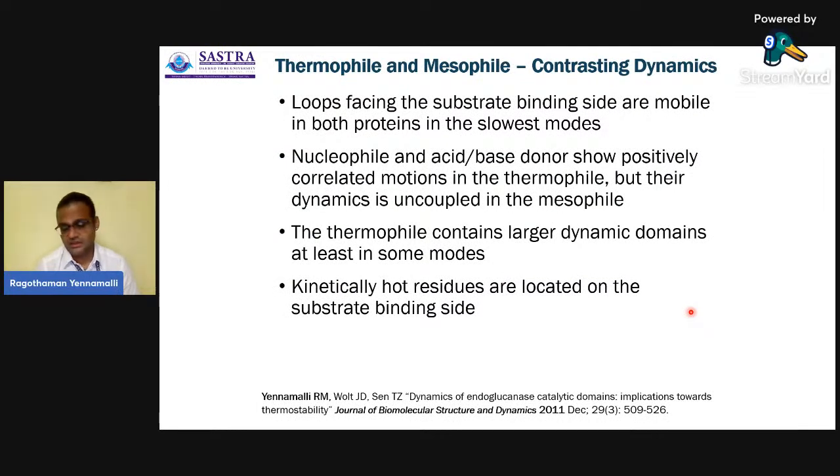So in the end, there are other data that I'm not showing due to time constraints. What we found was that the loops facing the substrate binding site of the proteins are the most mobile in the slowest mode, which means they are involved in the function, of course. But then there is some kind of coupled and uncoupled dynamics happening between the nucleophile and the acid-base donor in the thermophile as compared to the mesophile. And in the thermophile, there were some large dynamic domains that we found which we didn't see in the mesophile. So definitely there is some dynamics-based differentiation happening, which we found correlating with whether it's the thermophile or the mesophile.